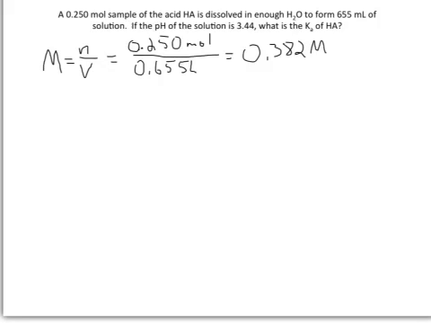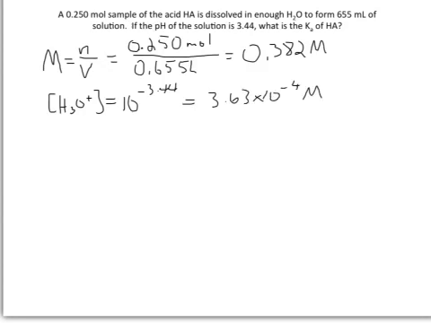Now, we're also going to need the hydronium ion concentration, so let's go ahead and convert the pH into a hydronium ion concentration. So H3O+ is 10 to the minus 3.44, or 3.63 times 10 to the minus 4 molar. Now we're ready to go ahead and set up our ice table.